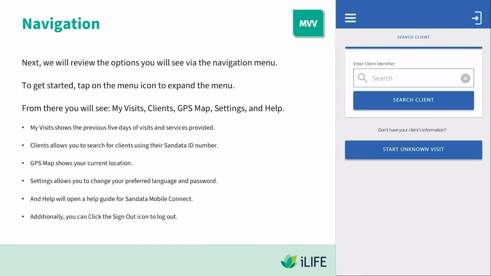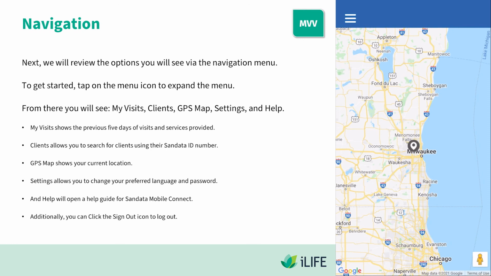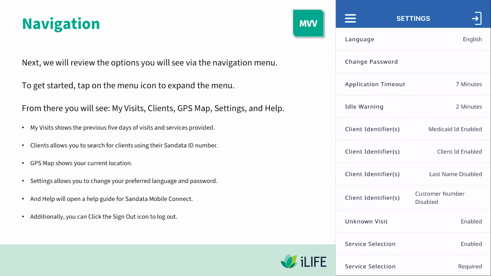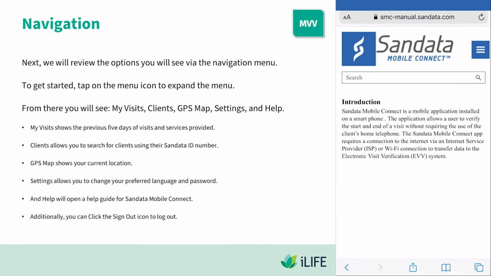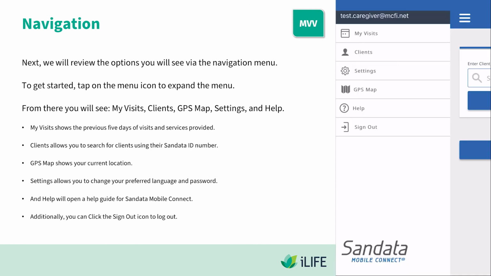Clients allows you to search for clients using their SANdata ID number. GPS Map shows your current location. Settings allows you to change your preferred language and password. And Help will open a help guide for SANdata Mobile Connect. Additionally, you can click the sign out icon to log out.